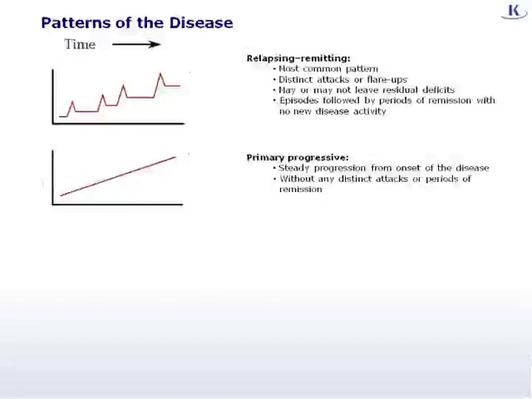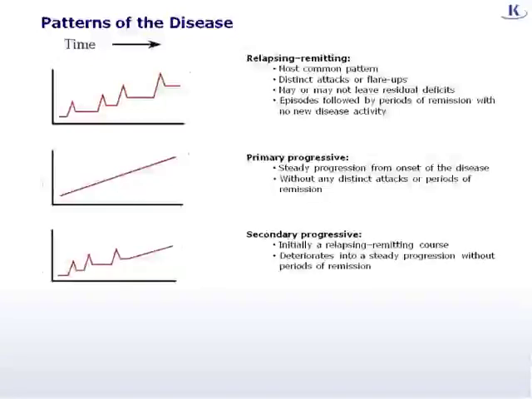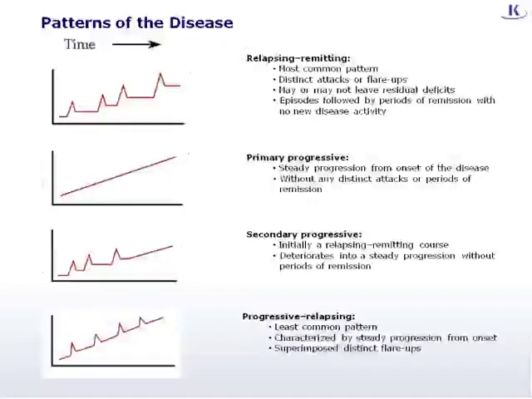Secondary progressive. Now in this pattern, there is initially a relapsing remitting course that deteriorates into a steady progression without periods of remission. Progressive relapsing. This is the least common of all patterns. It's characterized by a steady progression from the onset of the disease with superimposed distinct flare-ups.